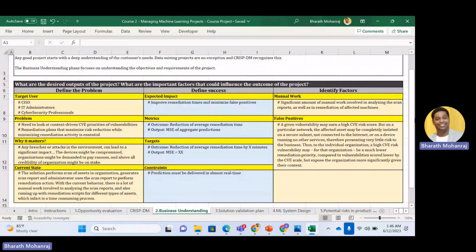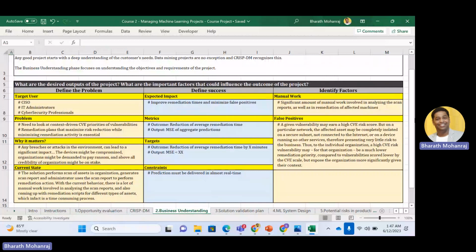And the problem, like I mentioned, we have 2 problems here. One, we need a context-driven CVE priority for vulnerabilities. And number two, a concrete remediation plan which can be deployed in a very quick manner. Why does it matter? Any breach or any attack on an environment can lead to a significant impact, like I mentioned earlier. An organization might need to pay a very huge ransom, and it can also damage the credibility of the organization.